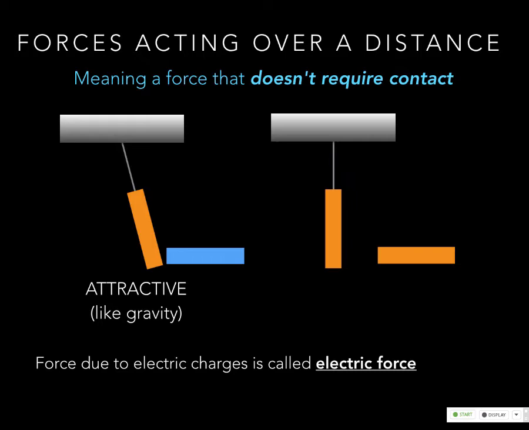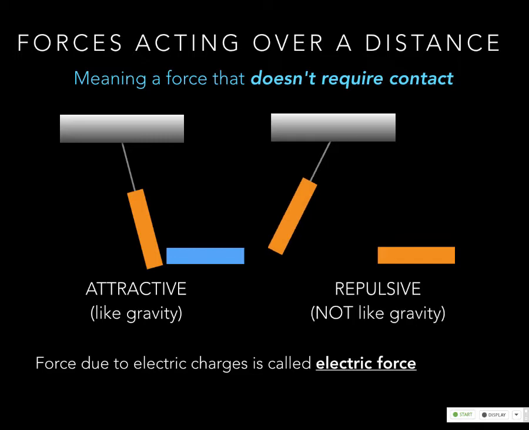So when we write out Coulomb's law, oh wait, here, attractive and repulsive, all right? So force due to electric charges is called electric force, just like force due to mass is called gravitational force. And it turns out Coulomb's law looks a lot like Newton's law for gravitation.